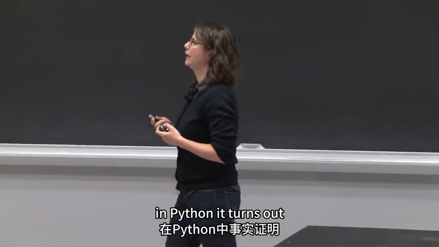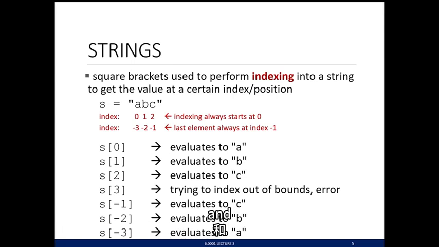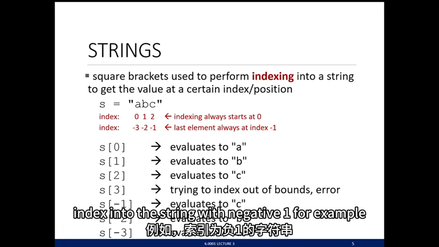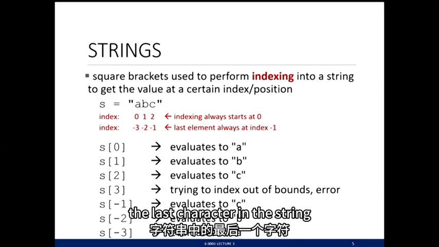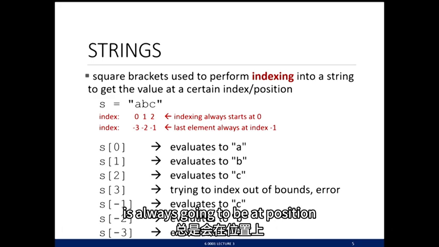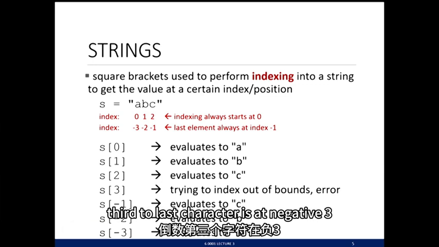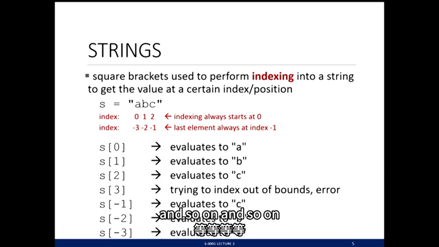In Python, it turns out you can also use negative numbers to index. If you index into the string with -1, for example, that means that you want the last character in the string. So the last character in your string is always going to be at position -1. Second to last character is at -2, third to last character is at -3, and so on and so on.